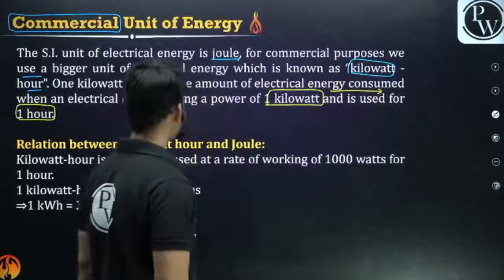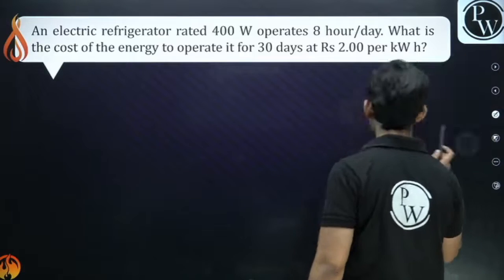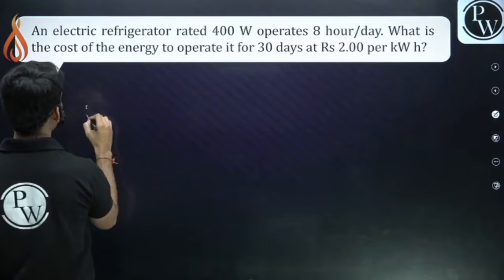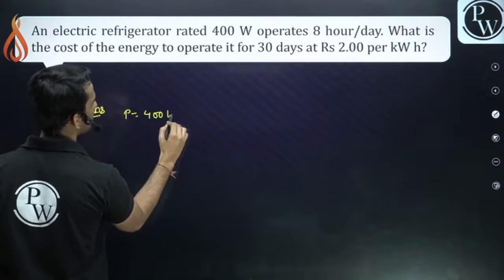Is it clear, guys? Okay. So let's calculate this question. The answer for this. Refrigerator. What is the power of the refrigerator, guys? The power of the refrigerator is 400 watt.